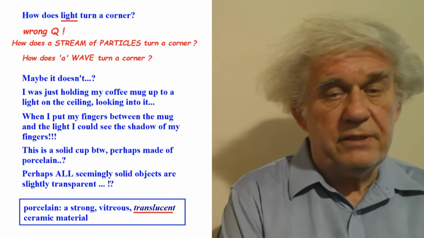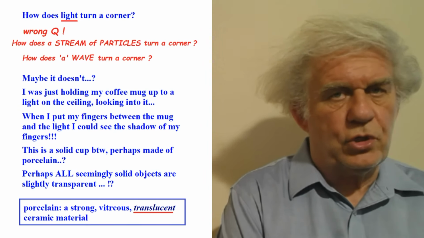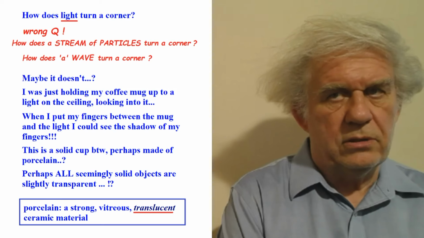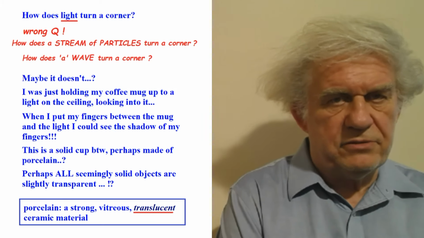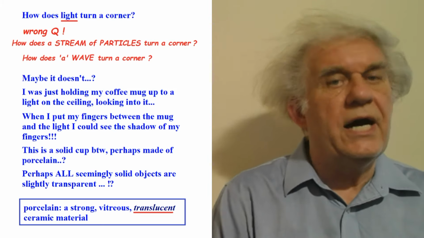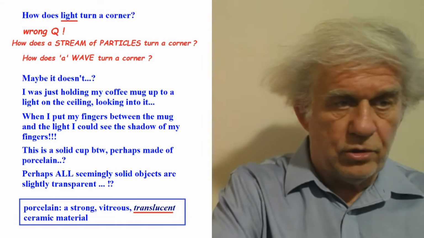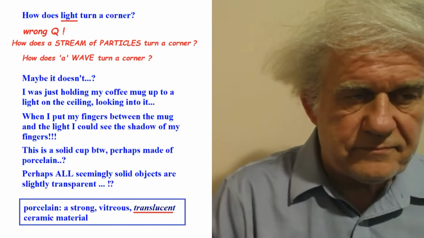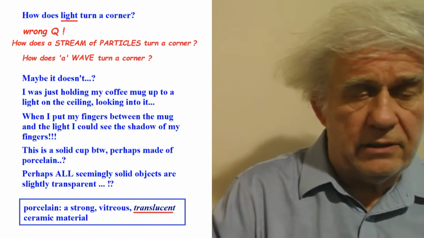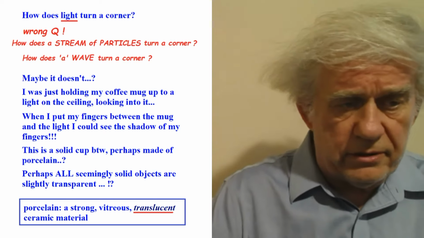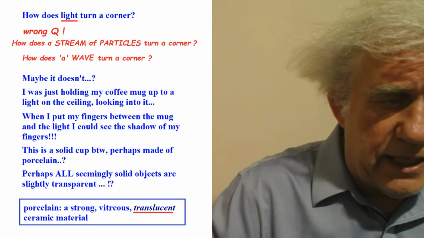And so if you have a stream of particles, you cannot turn a corner, okay? So if he's going to simulate it with a stream of particles, he would have to tell us how he envisions those particles turning a corner. And a wave is the same thing. How does a wave turn a corner? That's all he's got to say, okay?